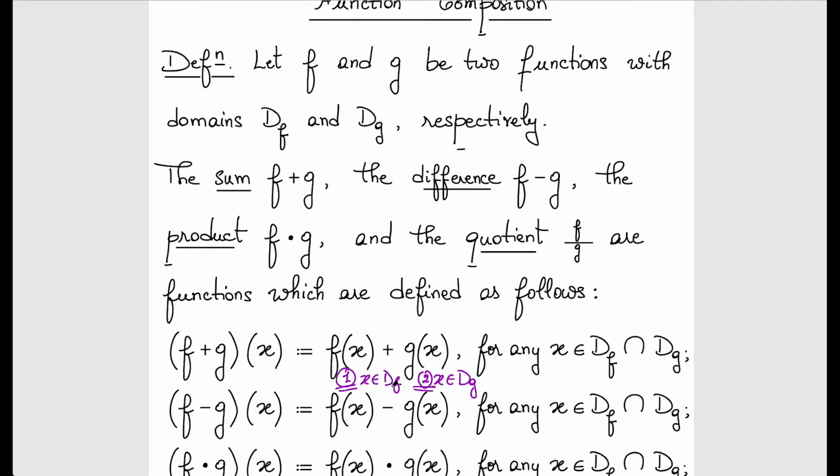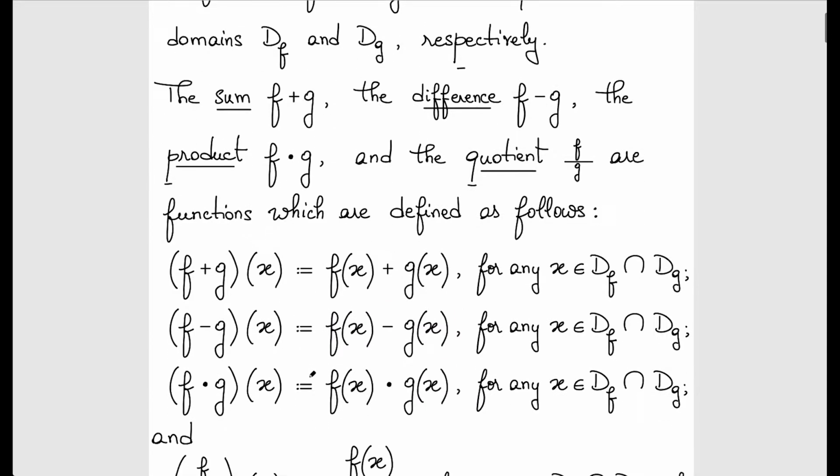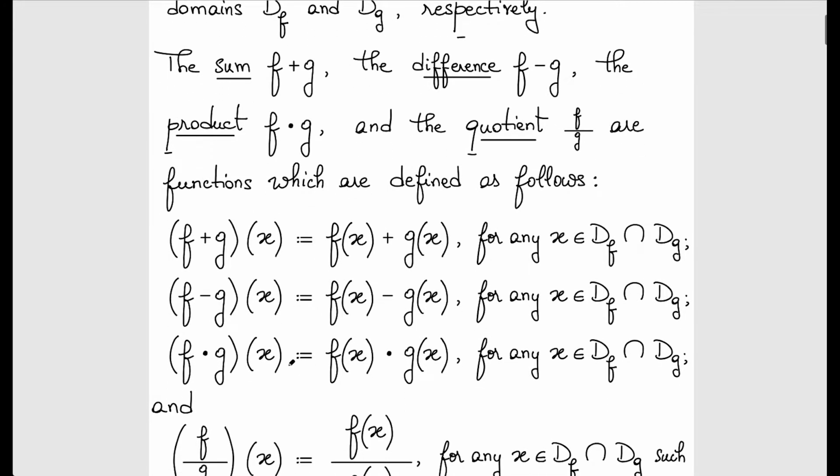So x has to be in the domain of f and x has to be in the domain of g, which means x should be in the intersection of the two domains, d sub f and d sub g. Okay, remember this notation. This means the intersection of the two sets, df and dg. Okay, all right. And the others are going to be very similarly defined. So the notation actually lets you anticipate the kind of output you may get.